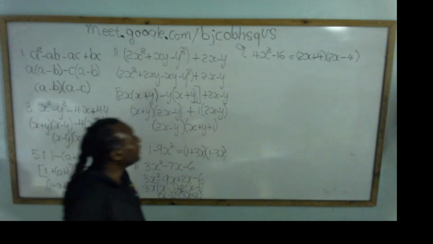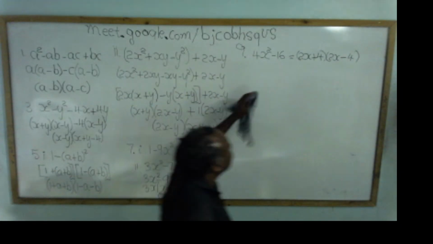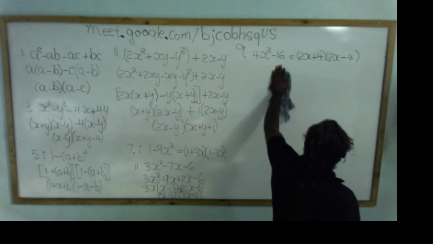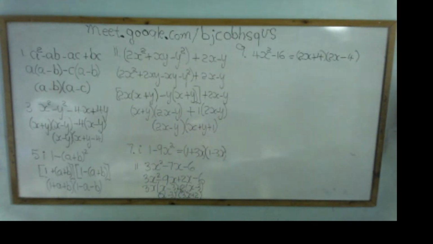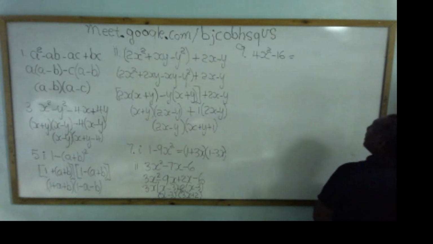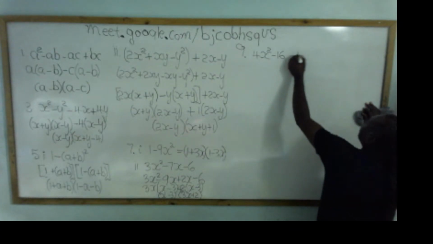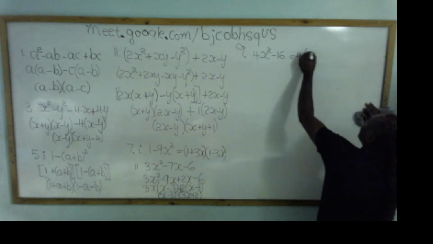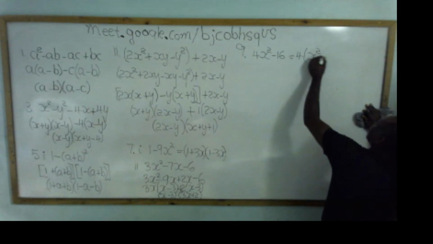First of all, this expression has a common factor of 4. So that's the first thing. It has a common factor of 4, as someone was pointing out. So if there's a common factor, you should take the common factor out first. So you take the common factor of 4 out, then you have x squared, and then 4 into 16 is 4.